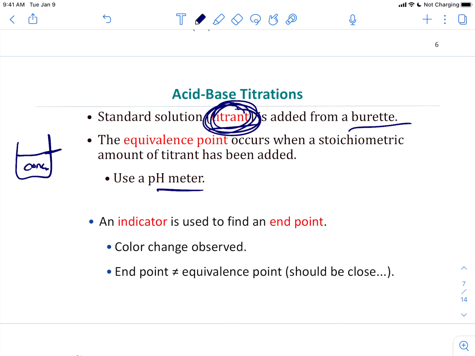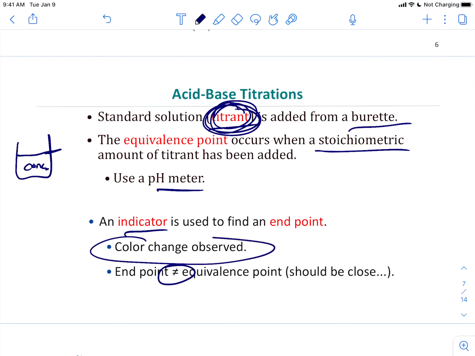A pH meter is ideal to be used, but lots of times we use indicators. And indicators can help you find an endpoint. And it's important to realize that an endpoint is not an equivalence point. The equivalence point is the stoichiometric. The endpoint obviously needs to be very close to that. That's the whole idea. And when you look at titration curves, you'll realize that the difference between the endpoint and the equivalence point is usually so small volume-wise that to 2 or 3 sig figs, it's not going to make a difference. So you don't worry about that.